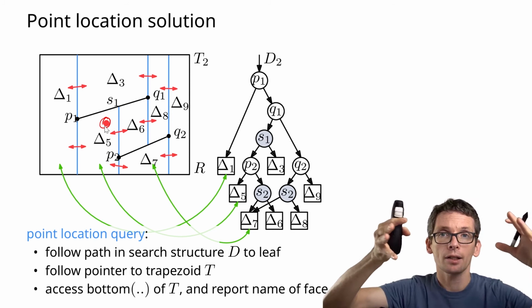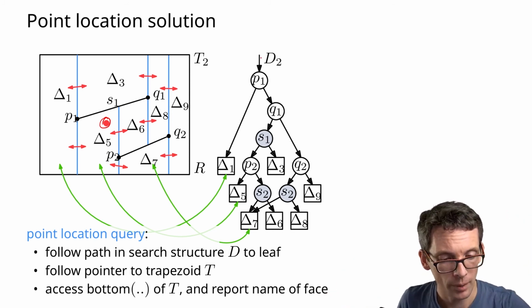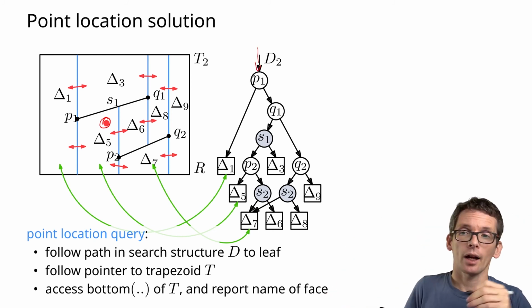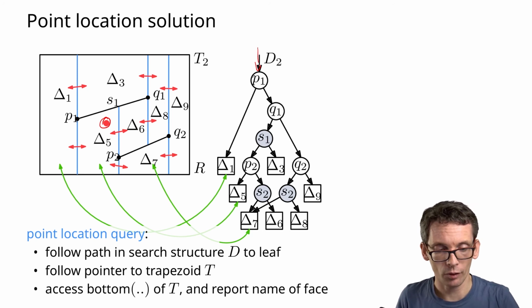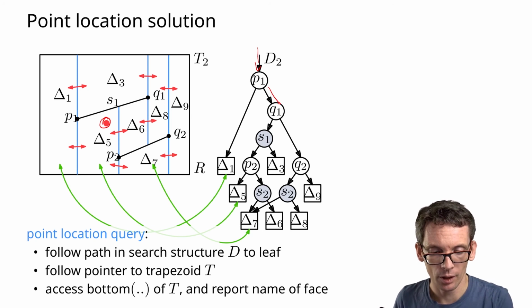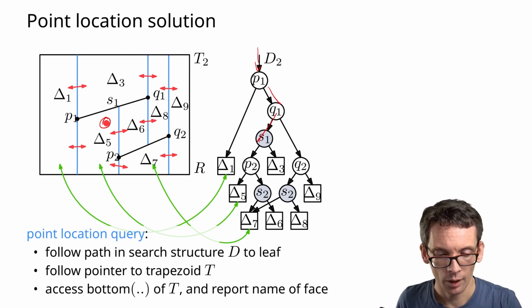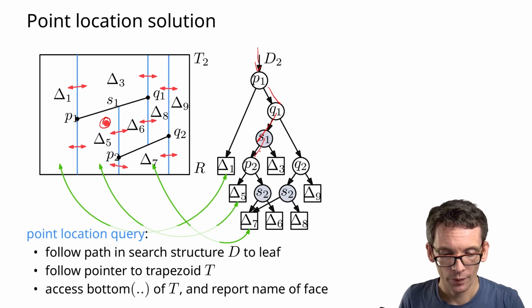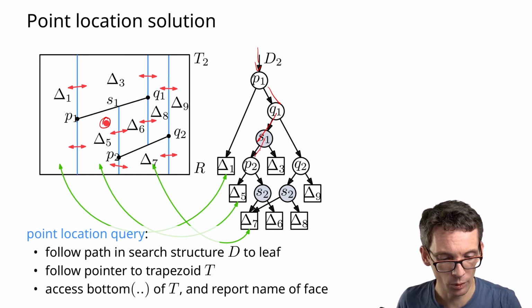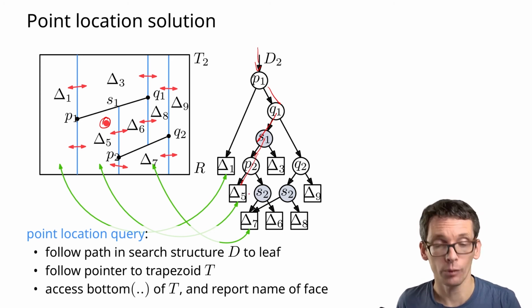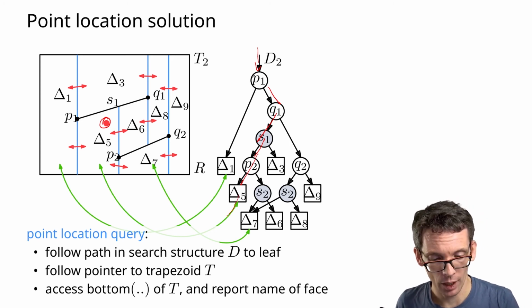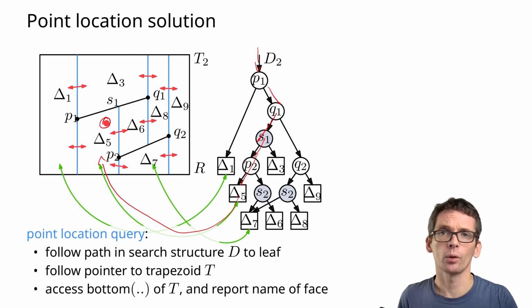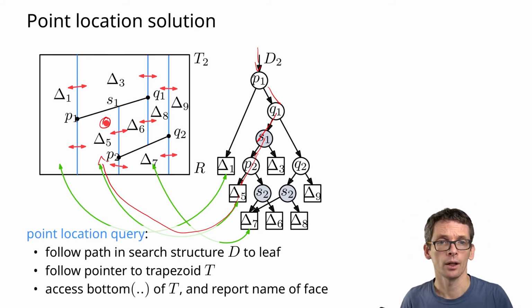If it lies in the bounding box, I know it makes sense to start searching here. I can test to the left or right of P1. I can test to the left or right of Q1. I can test above or below S1. I'm below. I can test left or right of P2. And this will get me to the leaf with delta 5. And then I have a pointer to the actual trapezoid delta 5.